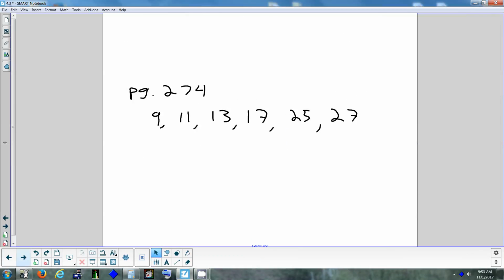Okay, so homework tonight's on page 274, and it's those 6 problems: 9, 11, 13, 17, 25, 27. Okay, so we'll go over that tomorrow. Remember, my extra help is tomorrow, and we'll also review for the test. So no new material tomorrow.